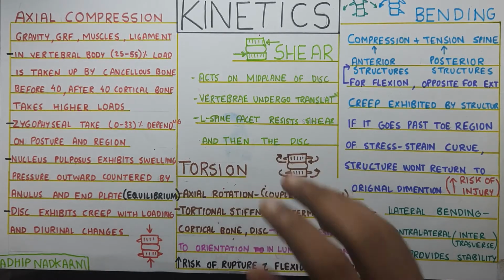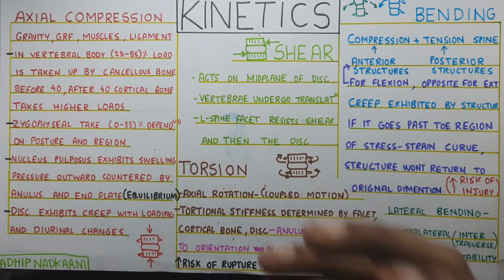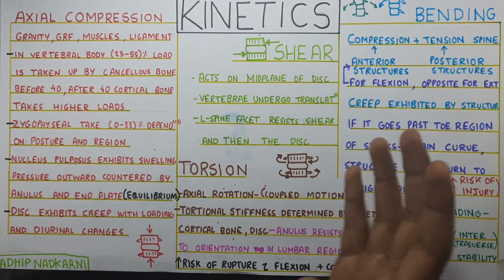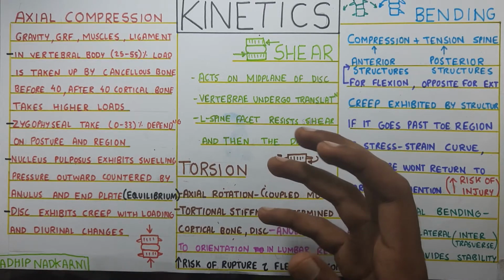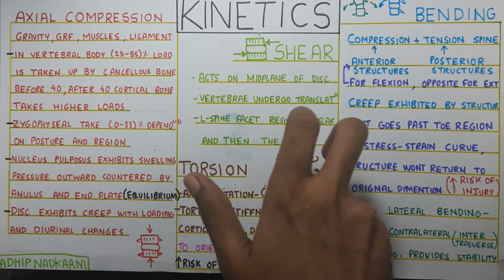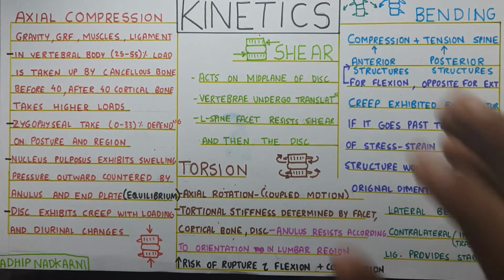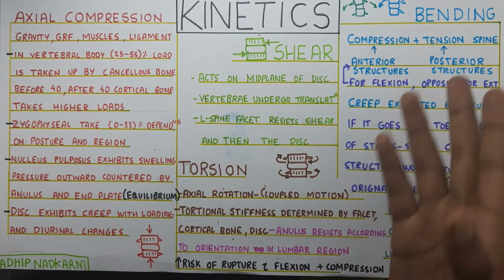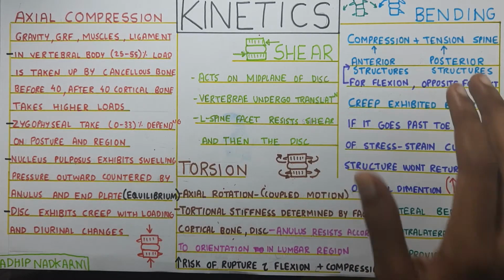Then we saw torsion, where again the annulus of the disc was providing most of the resistance because of its orientation, that is clockwise or anti-clockwise orientation. The rotations were being resisted, and the disc has a very high chance of rupture with flexion, compression and rotation at the spine. Then we finally moved on to the bending forces, where there was compression on the anterior structures and distraction or tension on the posterior structure during flexion, and exactly the opposite was happening during extension.